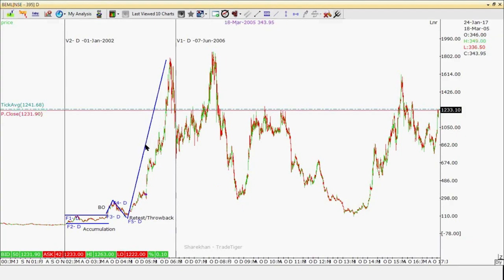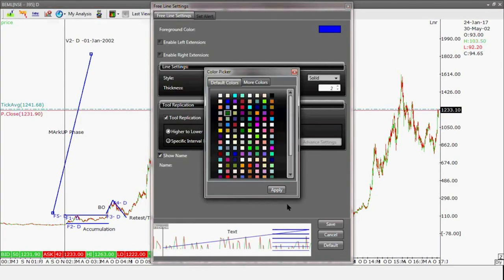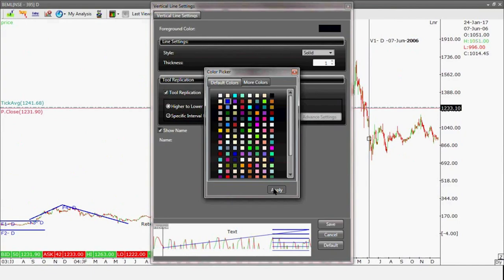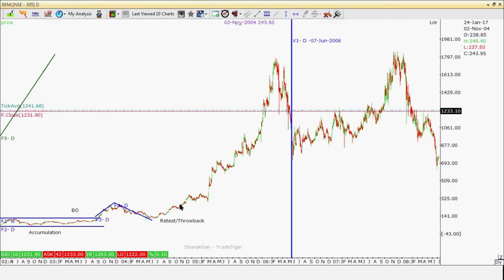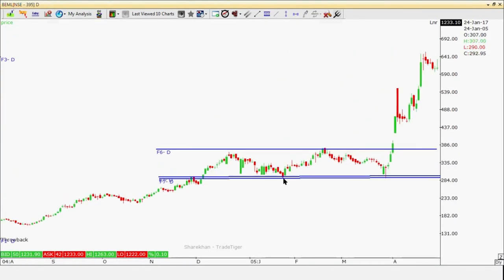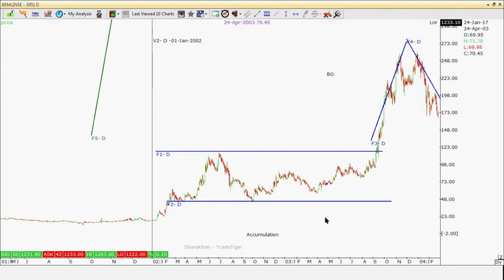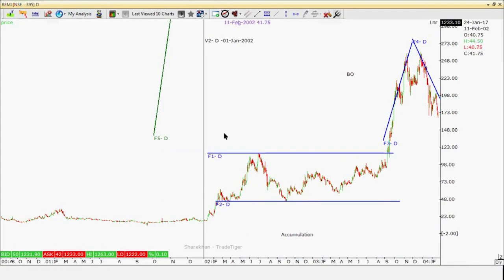What happened here, Ishwar? What is this stage? Breakout. Excellent. So breakout happened here. Then what happened? Fake up. Retest, or throwback, isn't it?